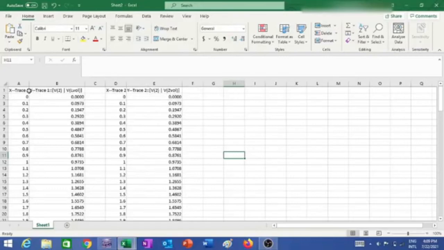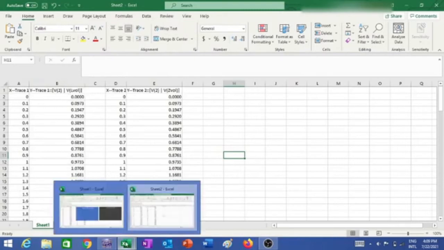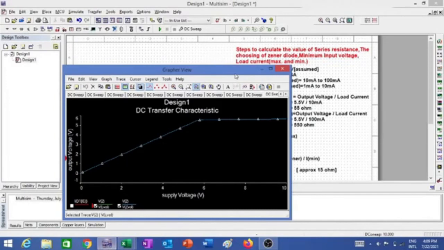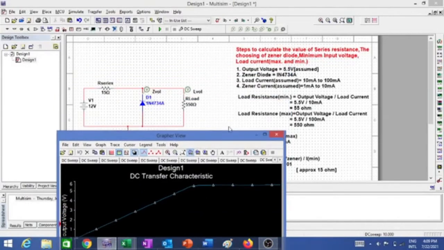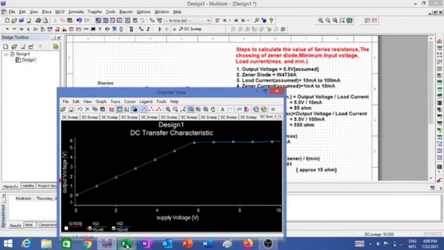So let me check this one. This is output voltage, Zener, right? Let me check it. Taken both as VL (load) and Zener. Okay, that is fine. Everything is okay.